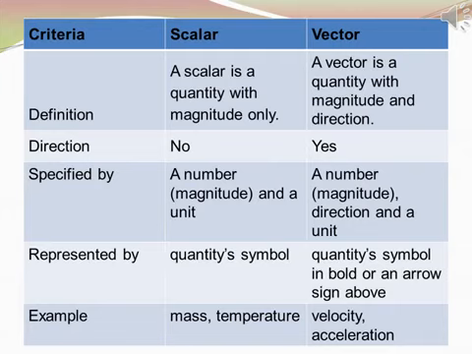The third criterion is specified by. For a scalar quantity, what should this be? It is a number or magnitude and a unit. And for vector quantities, a number or magnitude, direction and a unit. The fourth criterion is represented by. For scalar quantities, it is the quantity's symbol. And for vector quantities, the quantity's symbol in bold or with an arrow sign above.